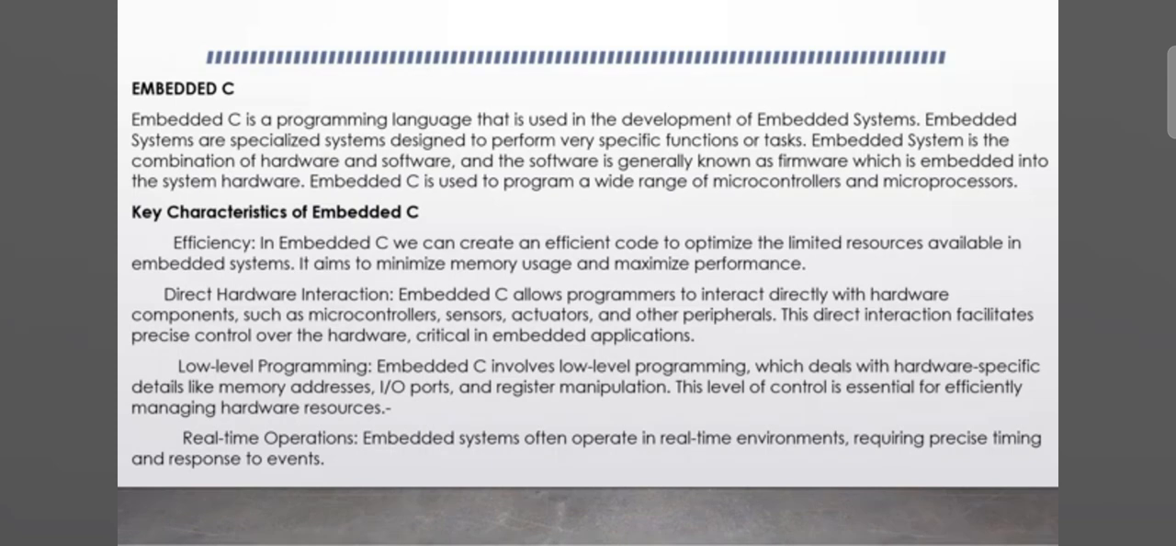Direct hardware interaction. Embedded C allows programmers to interact directly with hardware components such as microcontrollers, sensors, actuators, and other peripherals. This direct interaction facilitates precise control over the hardware, critical in embedded applications.